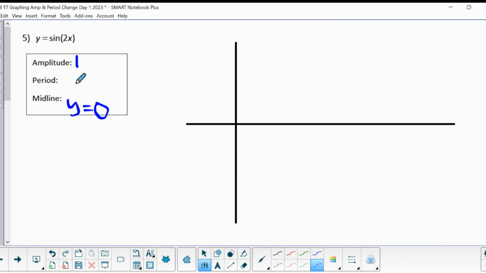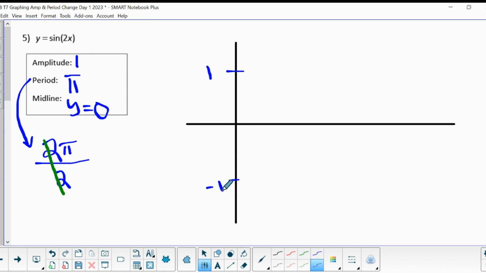And then to get the change in the period, remember, I'm going to do this down here. You're going to take 2 pi, the normal period of the graph, and divide by the b value. And the b value is 2. And those 2's are going to cancel. So that means that the period is just pi. Okay, so I have a top value of 1, a bottom value of -1. The period is pi now.